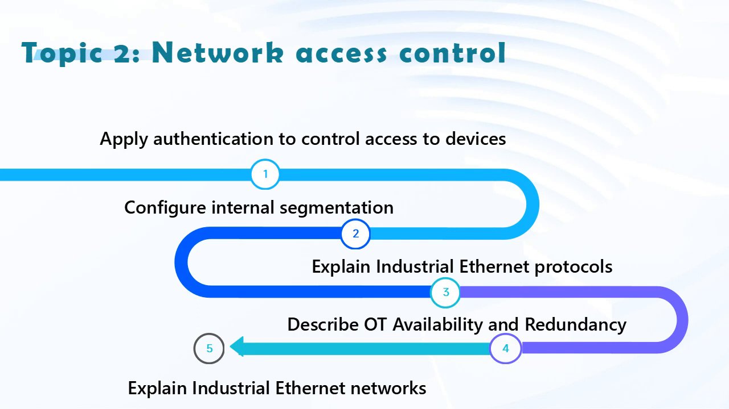Topic 2. Network Access Control. It covers: apply authentication to control access to devices. Configure internal segmentation. Explain industrial Ethernet protocols. Describe OT availability and redundancy. Explain industrial Ethernet networks.